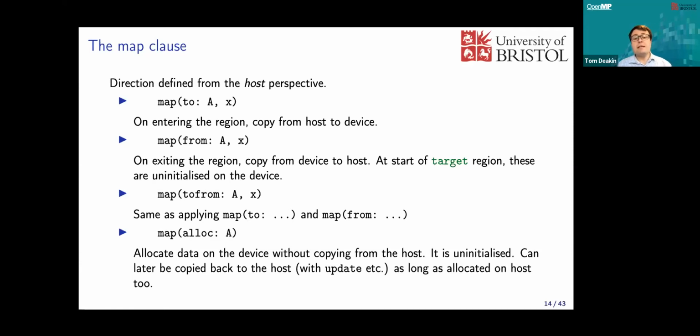If we have allocated it on the host elsewhere, and we're in some of the more unstructured ways of mapping data, then we can copy the values of A back to the host with something like update, for instance. But we'll come to that after the coffee break.